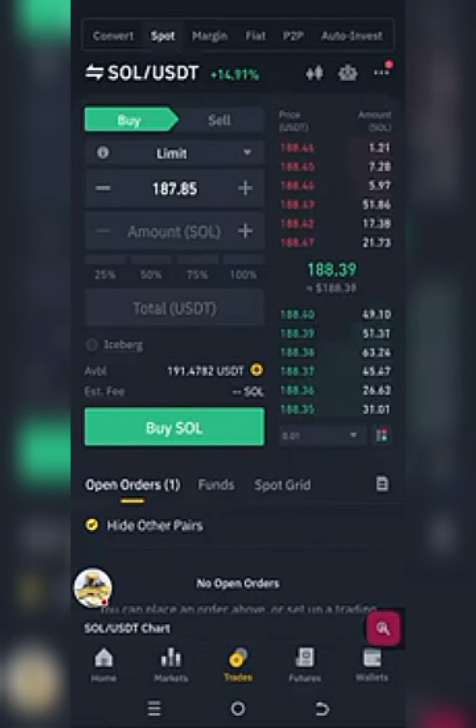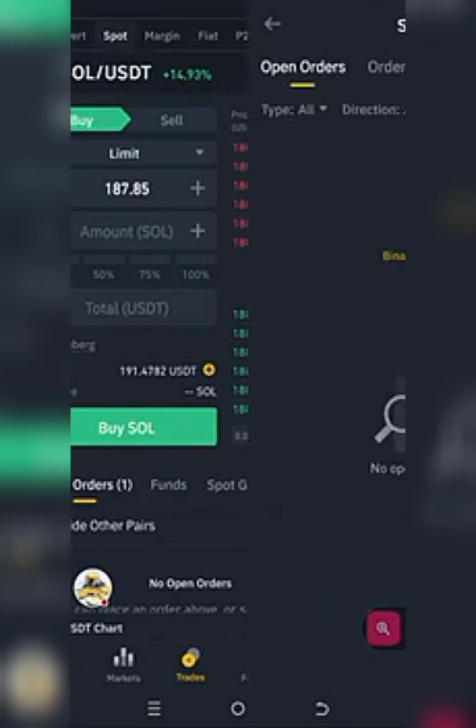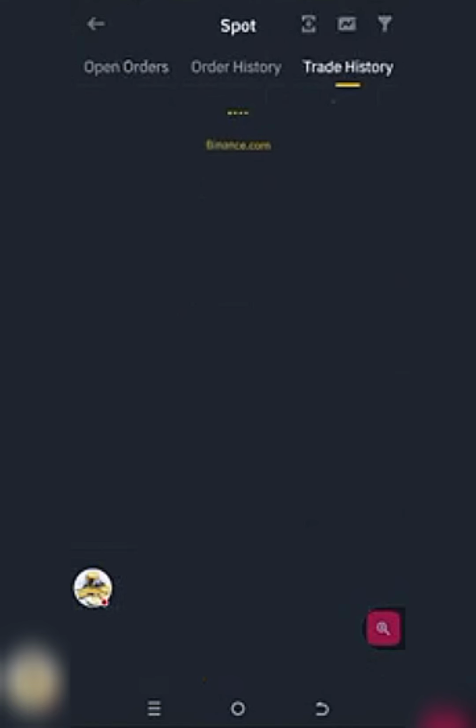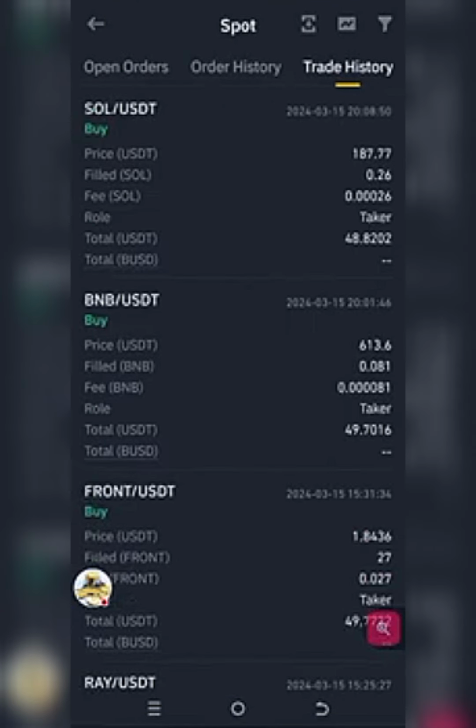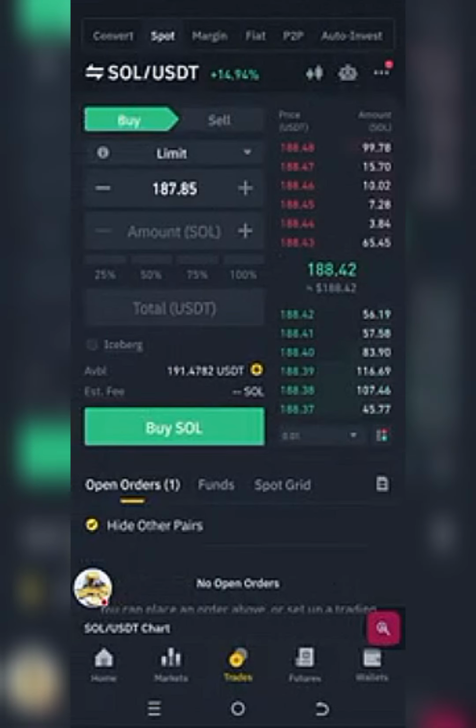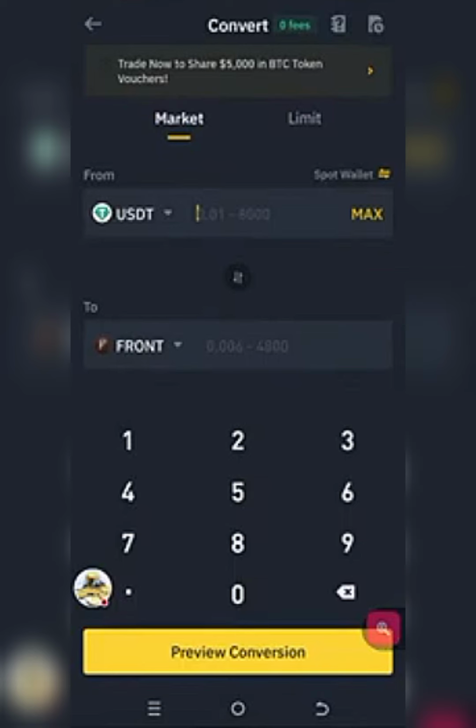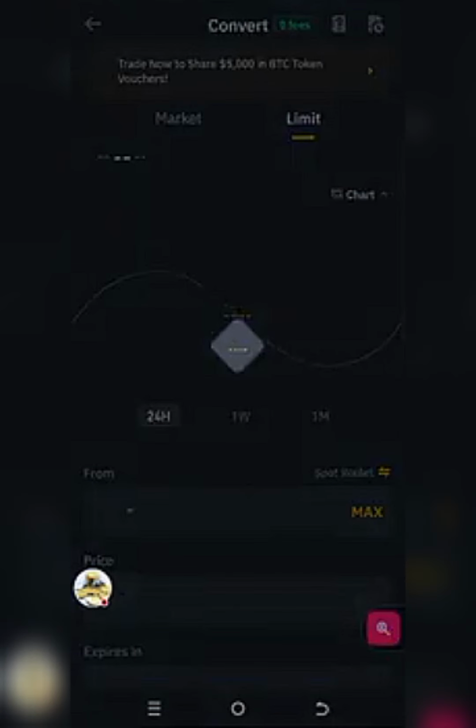Okay, so we bought how much? 48.82. Okay, so we want to make sure this gets to 50. And that will be $1.12. Okay, let's work with 50. Let's get it to 50. Okay, so let's go to convert. All right, and we go to limit there.